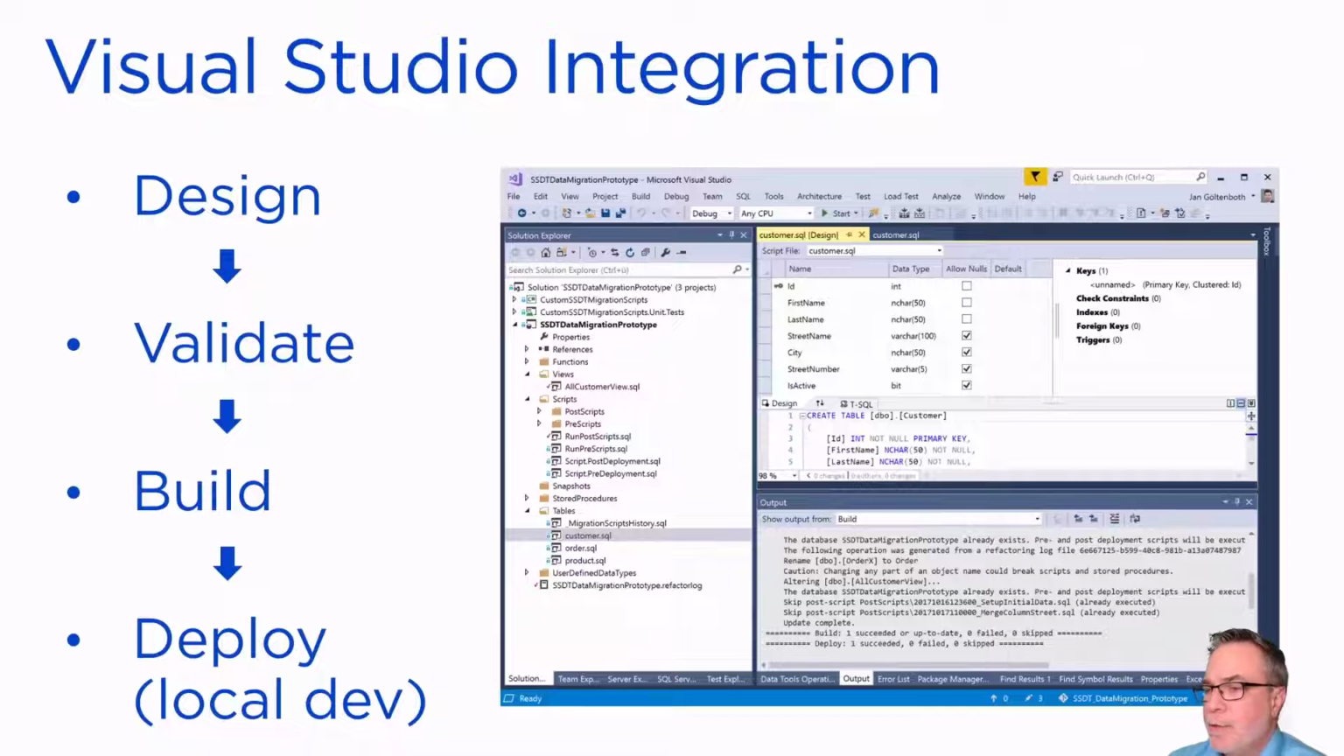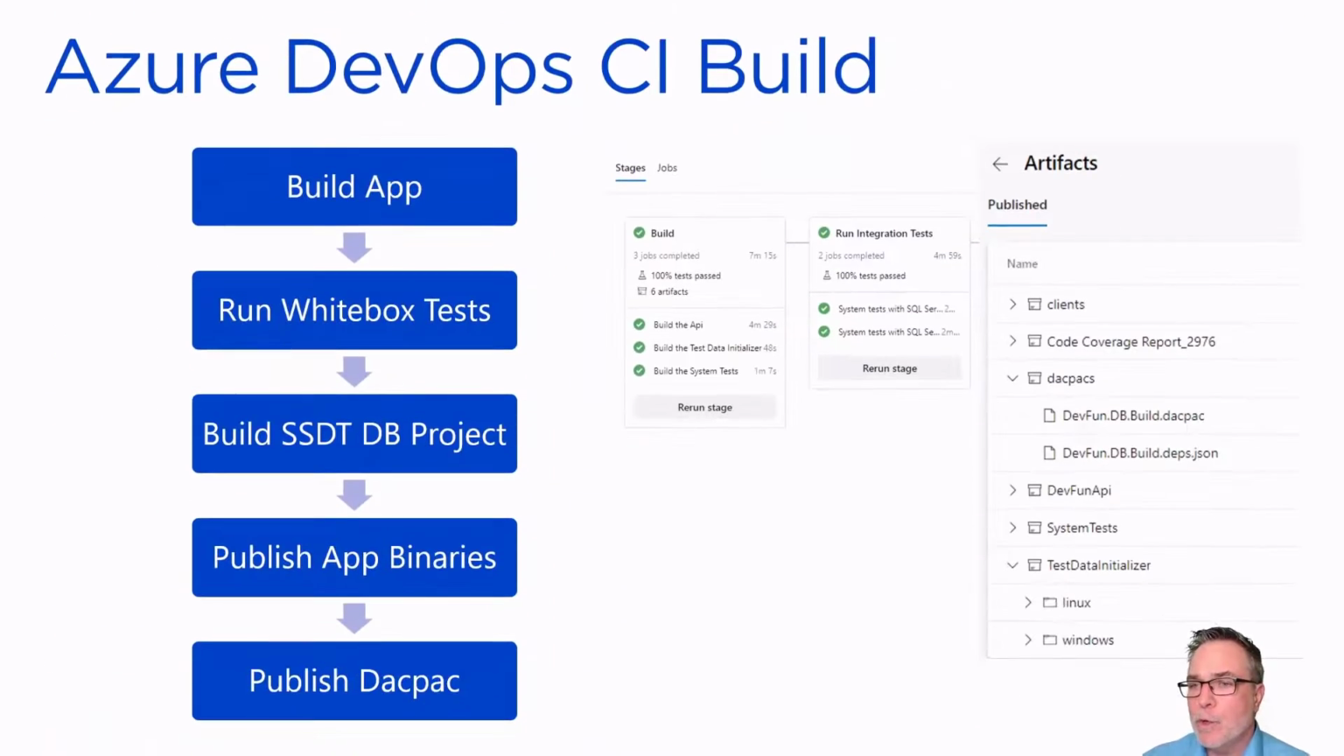So the Visual Studio integration we've seen, we basically design, validate, build and deploy locally, but what we have now in the source code are those SQL files. So what we need to do in the pipeline integration, we just need to build it from those files and then deploy through the deployment pipeline. So all in all, it could look something like this.